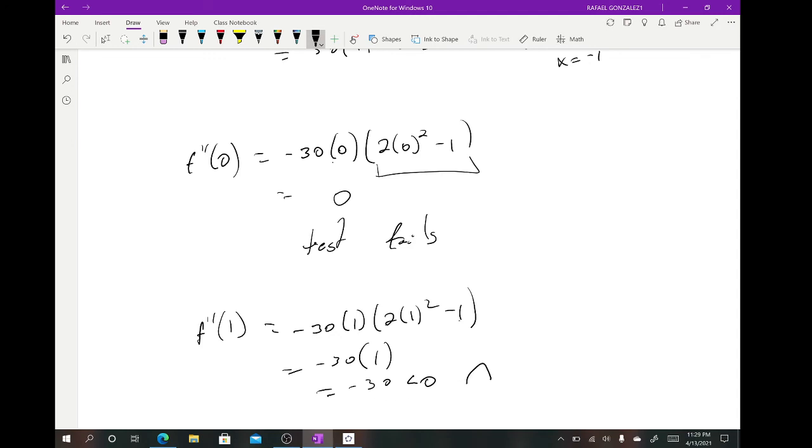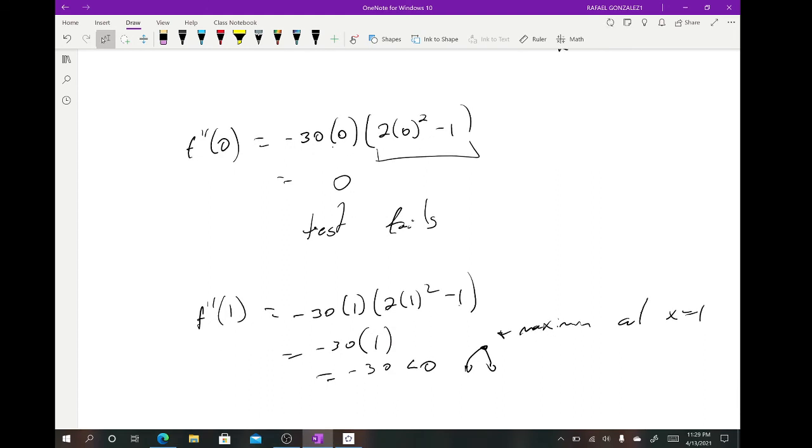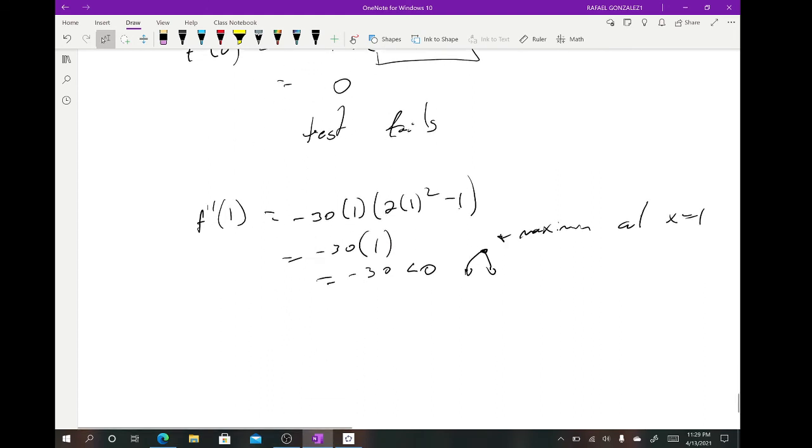When we have negative, this is concave down, and when we have concave down, we have a maximum. So we have a relative maximum at x equals 1, we have a relative minimum at x equals negative 1, and the test failed when x was equal to 0.